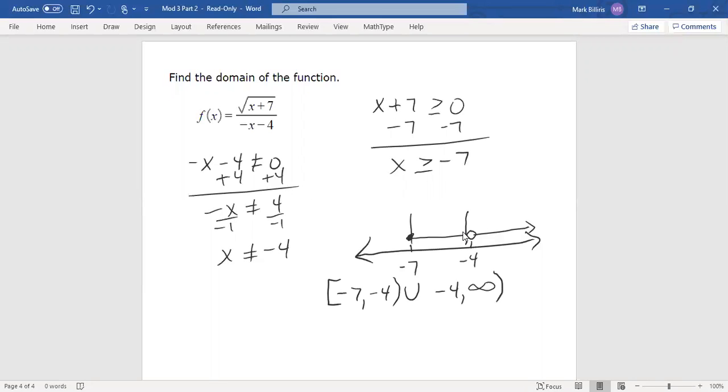Remember, infinities get parentheses, and since negative 4 has that open circle, it's also not included in the solution. So our final answer would be brackets, negative 7, comma, negative 4, parenthesis, union with negative 4, comma, infinity, in parentheses.